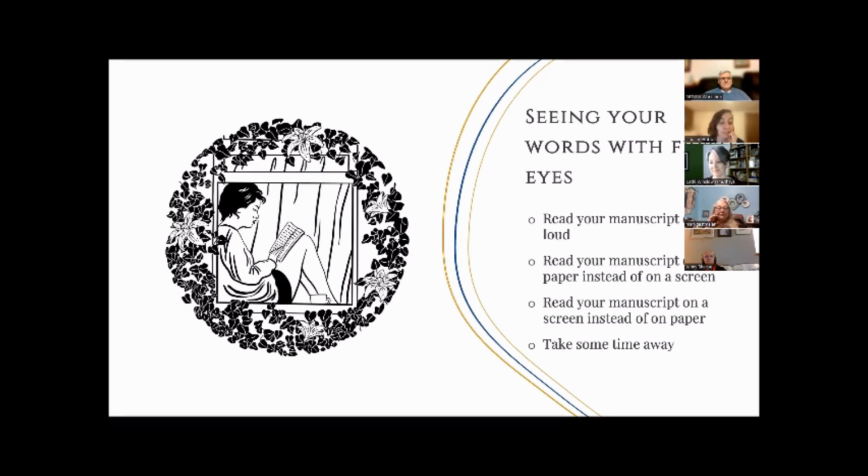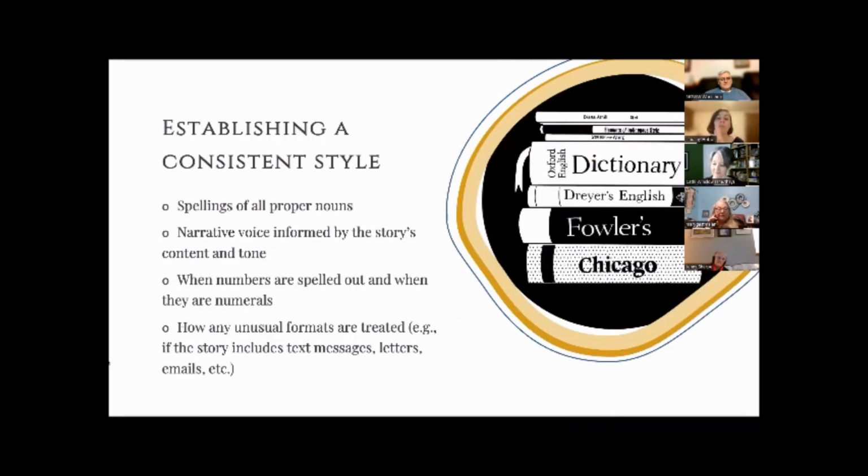So, establishing a consistent style. This is another thing that's really key in the copy edit stage. By the time you get to this stage, you're going to be at a place in your manuscript where you're not making any more big changes. So you've done the developmental edit, you've maybe done the line edit, but this is the stage where you can start to make note of certain decisions and ensure that they're consistently applied across the whole manuscript.